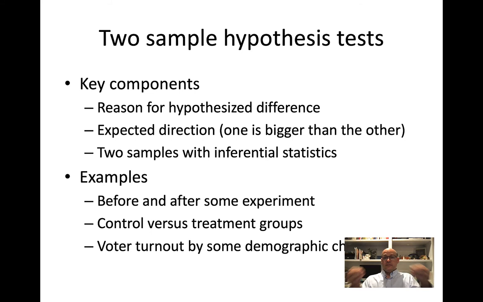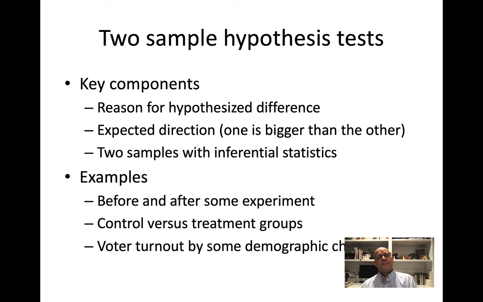Now, this is different from a before and after. A before and after is sometimes called a pre-post or a paired two-sample hypothesis test, a paired hypothesis test, where the individual's measurements from before are paired with that same individual's measurements after. They're paired together. This control versus treatment group is called an unpaired or two-sample hypothesis test. And with those two groups, we're not measuring before and after. We're just measuring the outcomes to see if the outcomes are different.